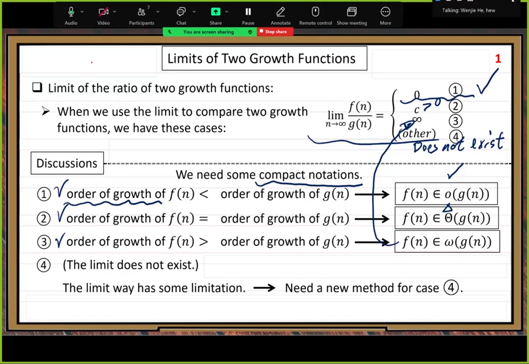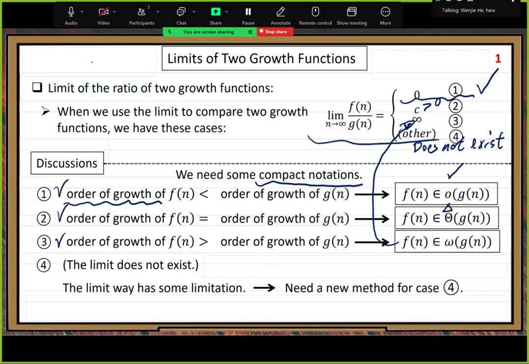Three asymptotic notations last time. The first one, little o. When we compare a concept called order of growth, if the order of growth of function f is less than the order of growth of function g, then we use this little o notation: f of n belongs to little o of g of n.